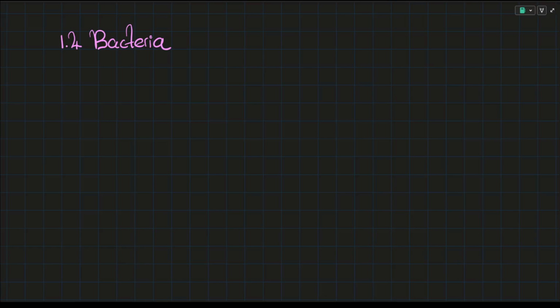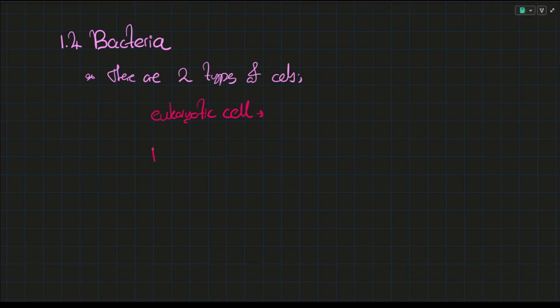Moving forth with bacteria. First of all, I'd like to mention that we have two types of cells. If we take cells as a broad spectrum, we have two types of cells. The first type is known as a eukaryotic cell. A eukaryotic cell, and I'm pretty sure you've guessed the other type. We have a prokaryotic cell. Eukaryotic cells and then prokaryotic cells.